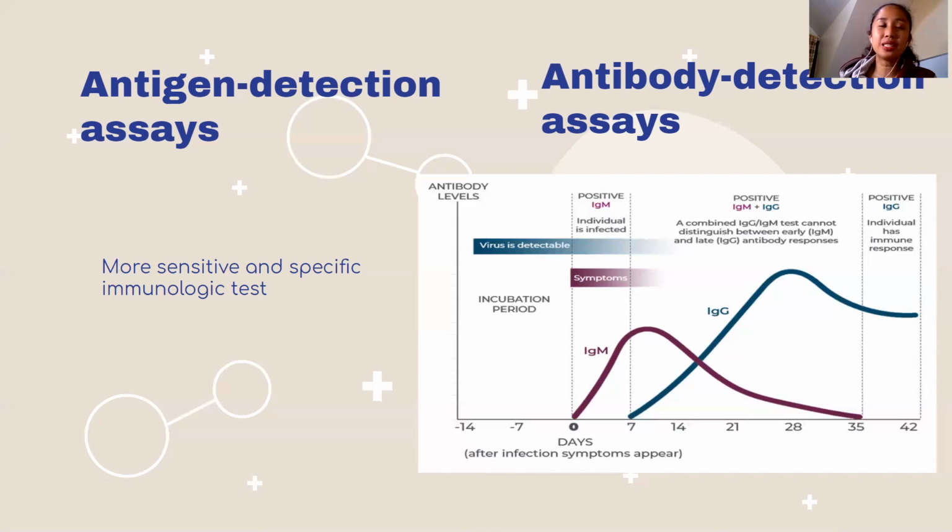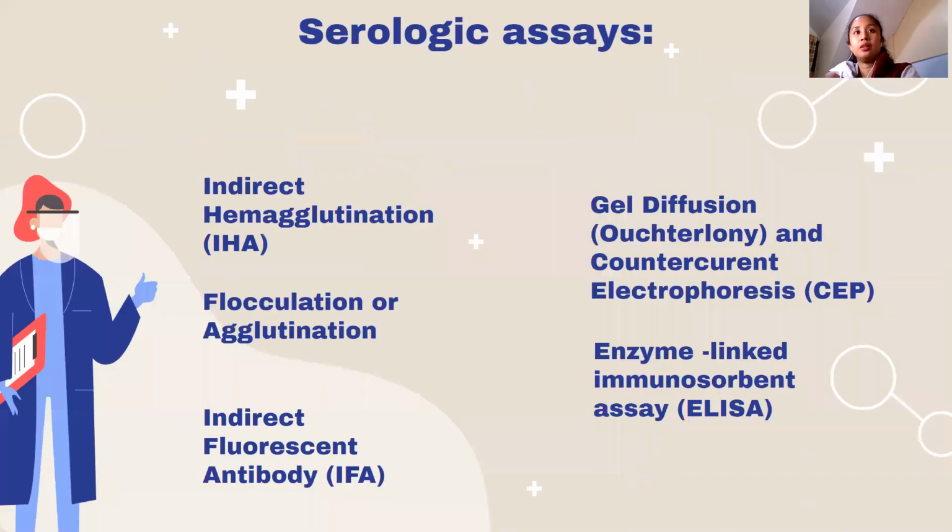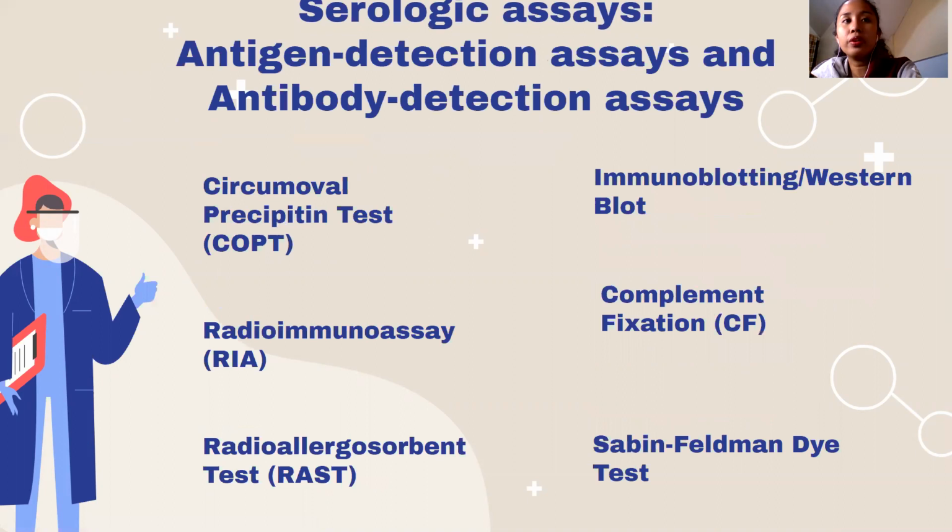So, class, most likely in preliminary detection, we prefer antigen detection. Antigen detection first. Each has its own use. There are so many serologic assays in your module, and this is actually covered in immunology. I think I discussed this for 2 weeks, so I will not discuss it here. It's just a brief overview of the different serologic assays.